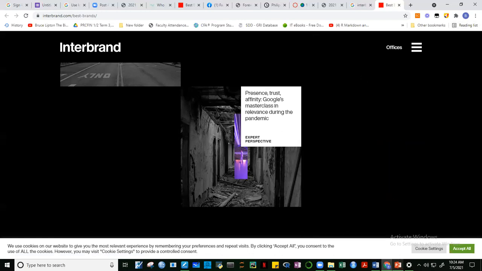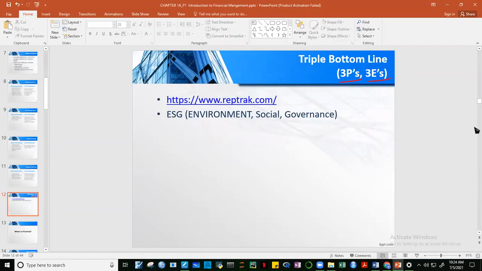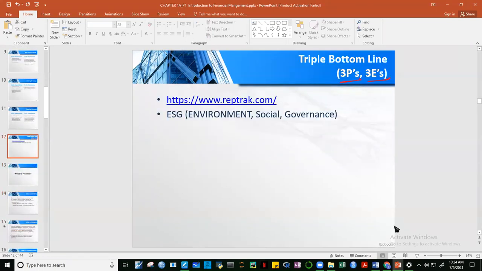Okay? So, any questions so far, guys? Any questions? So, ito guys, buzzword na ito ngayon, yung ESG, yung Environmental, Social, and Governance Measures. Okay, thank you. Okay, so let's proceed, guys.